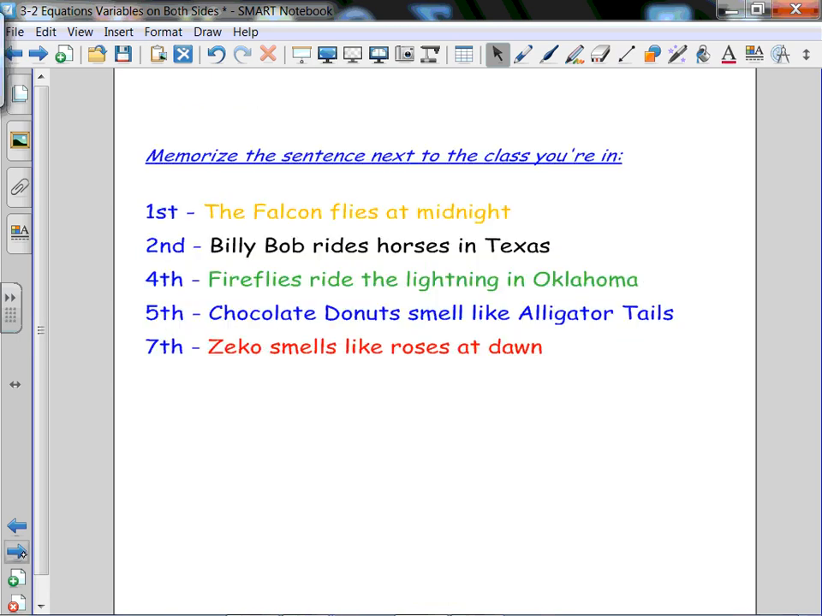Okay, and on the last page, this is for tomorrow, Thursday, what I want you to memorize. Whatever class period you're in, on the left, 1st, 2nd, 4th, 5th, or 7th, you would memorize the sentence beside your class period, and we're going to use that sentence in class tomorrow. So make sure you take notes and make sure you memorize that sentence. If you write it down on your paper, that's okay, but don't share it with anybody. Keep it to yourself.